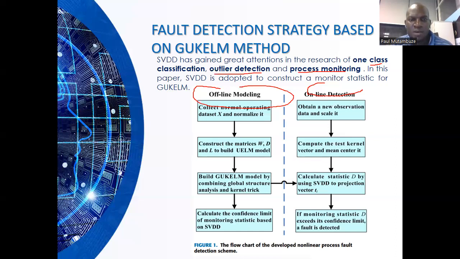Now for the online detection, obtain a new observation data, and of course we scale it. Then compute the test kernel vector, center it, and calculate the statistic vector D by using the SVDD to project the vector. The monitoring statistic D will be compared with the confidence limit, so once it exceeds the confidence limit, a fault is detected.